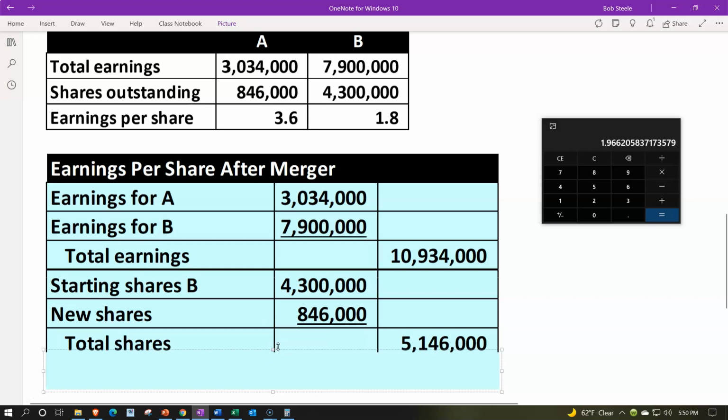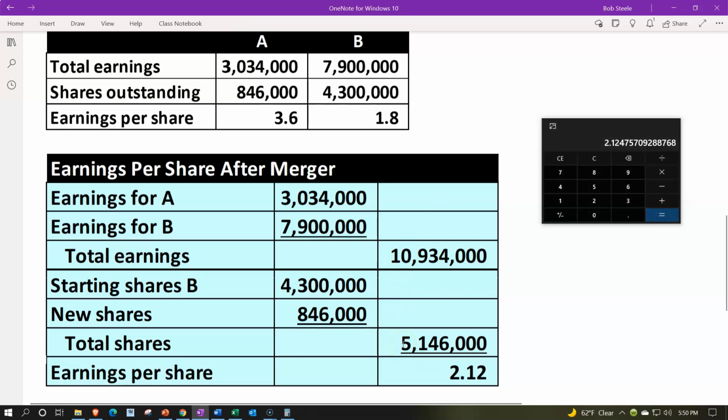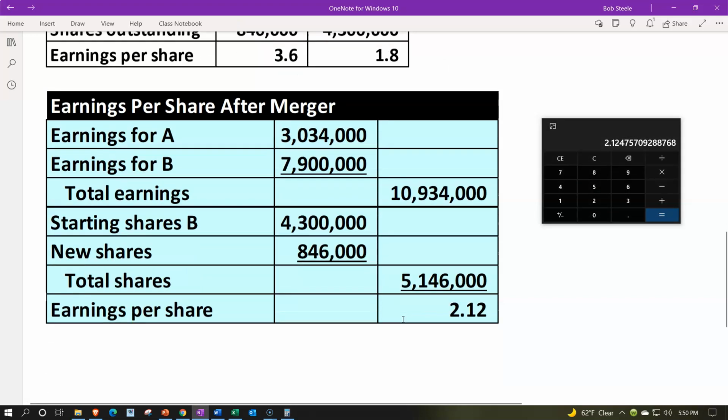That means we have a total now of 4,300,000 plus the 846,000, which is 5,146,000. So the earnings per share calculation, 10,934,000 divided by the 5,146,000, is going to give us 2.12 on the earnings per share after.